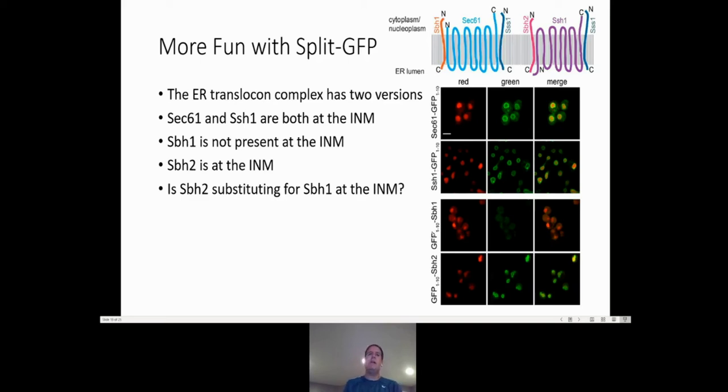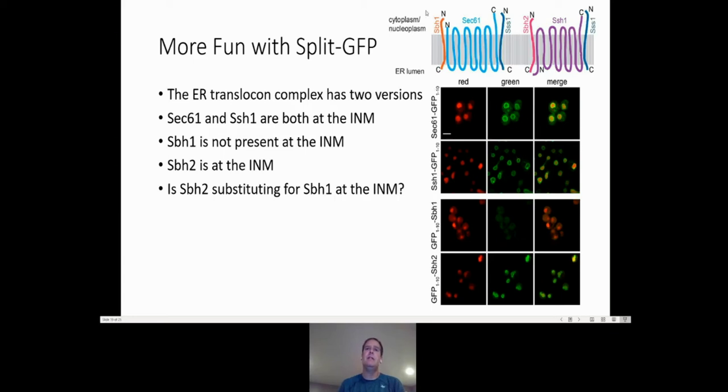So I wanted to spend the end of my talk on some other fun things that we're doing with split-GFP. I want to start with a question that came up as we were doing this screen. One of the things we noticed at the internuclear membrane was the ER translocon complex, which is involved in inserting newly translated peptides into the ER membrane. This complex has two versions: a version with a core of Sec61 and a version with a core of SSH1. And these are both at the internuclear membrane in high quantities.